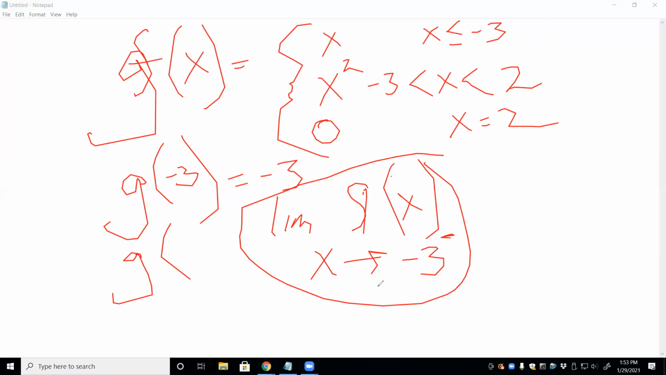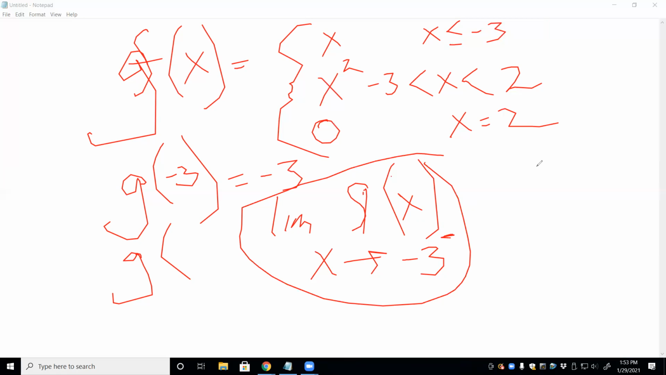No, I appreciate it. This is how you talk in calculus mode. This is the limit of g of x, the function. What's the limit of the function as x, the variable, approaches -3 from the left?